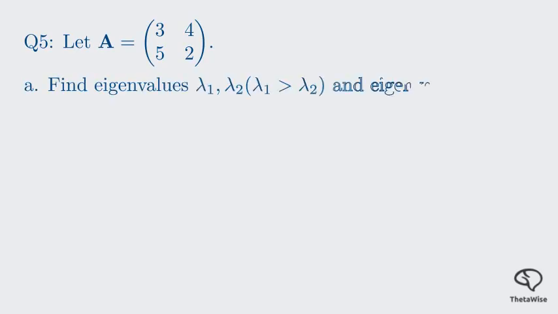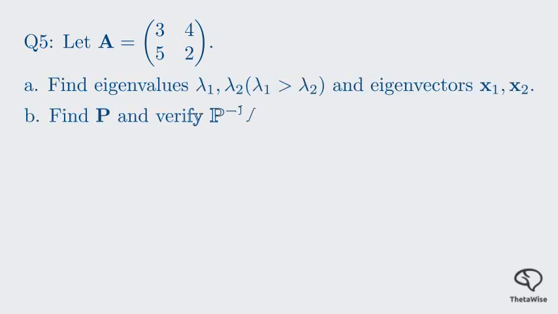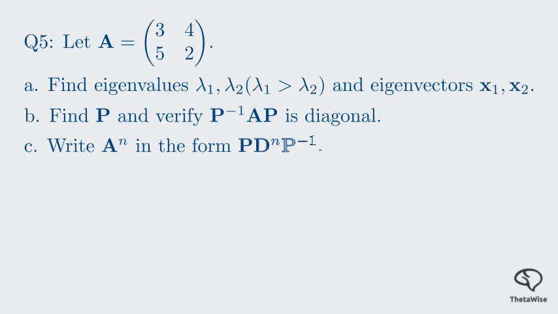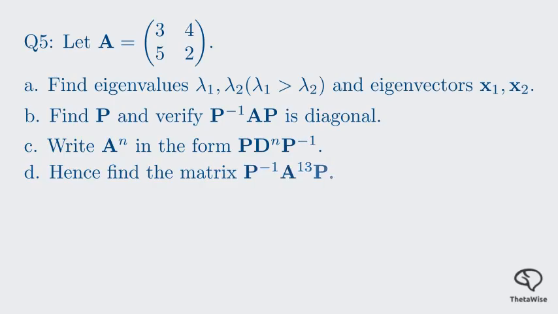Finally, question 5 is a multi-part problem that brings together diagonalization and matrix powers. The matrix A is [3, 4; 5, 2]. First, find its eigenvalues and eigenvectors. Second, find the diagonalizing matrix P and verify that P inverse AP is diagonal. Third, find an expression for A to the power of n. Fourth, and most impressively, find the exact matrix A to the power of 13. Good luck!